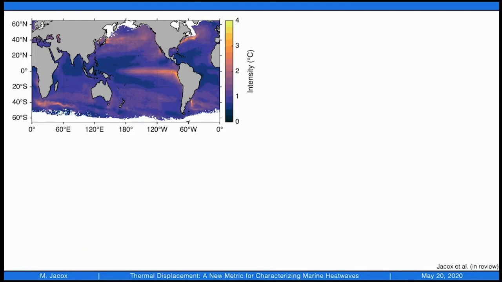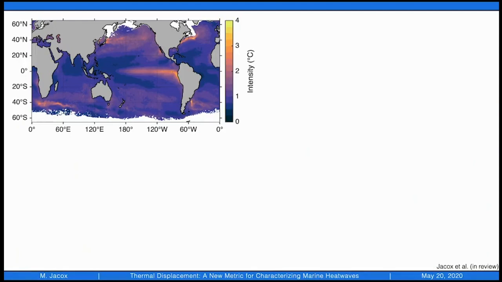So you can see a lot of spatial variability, obviously, where the more yellow colors jump out as regions that are subject to higher temperature anomalies during marine heat waves. So the Eastern Tropical Pacific jumps out, and you know, that clear El Nino signature. But there are also other spots like Western boundary currents that really jump out as a region of high intensity marine heat waves. So we can do the same thing for thermal displacement.